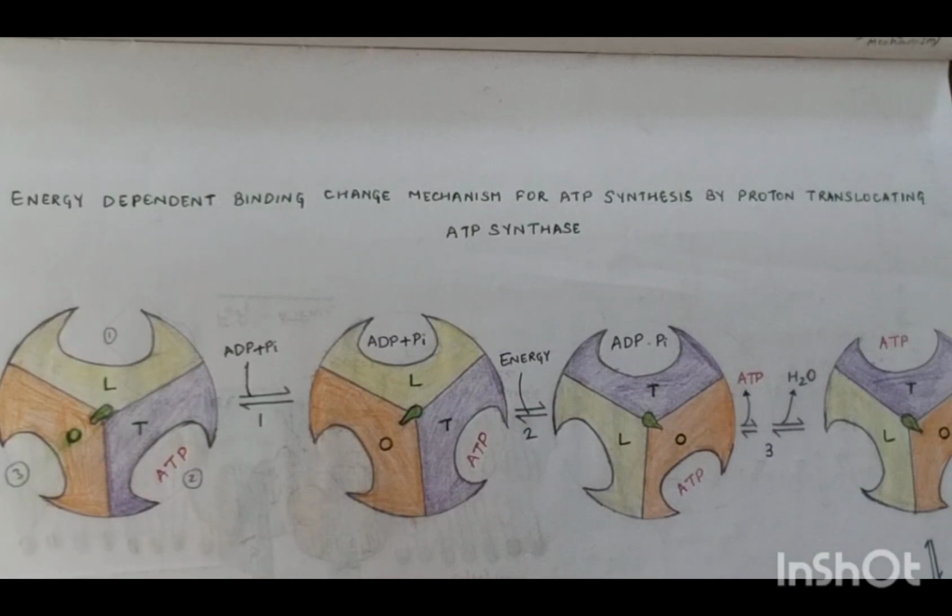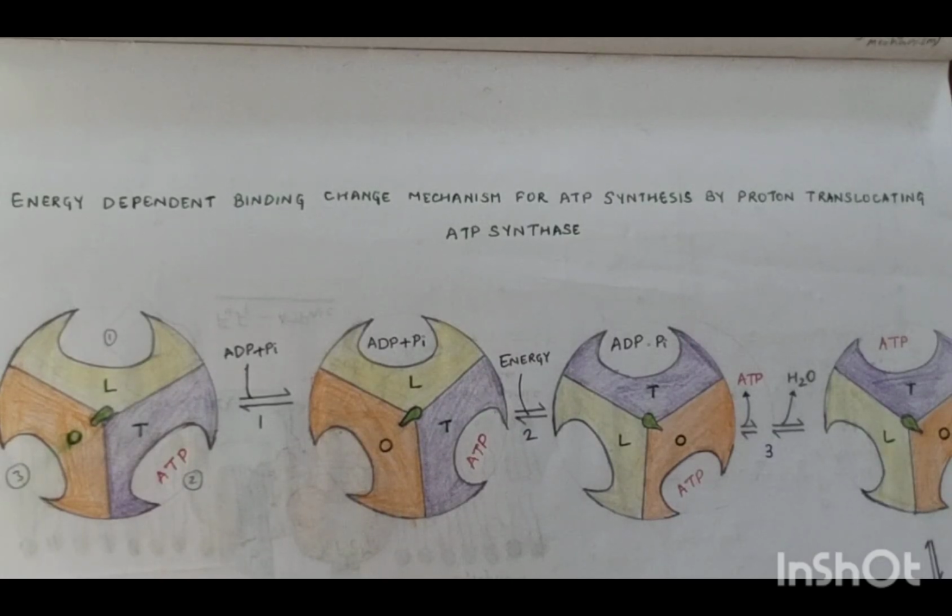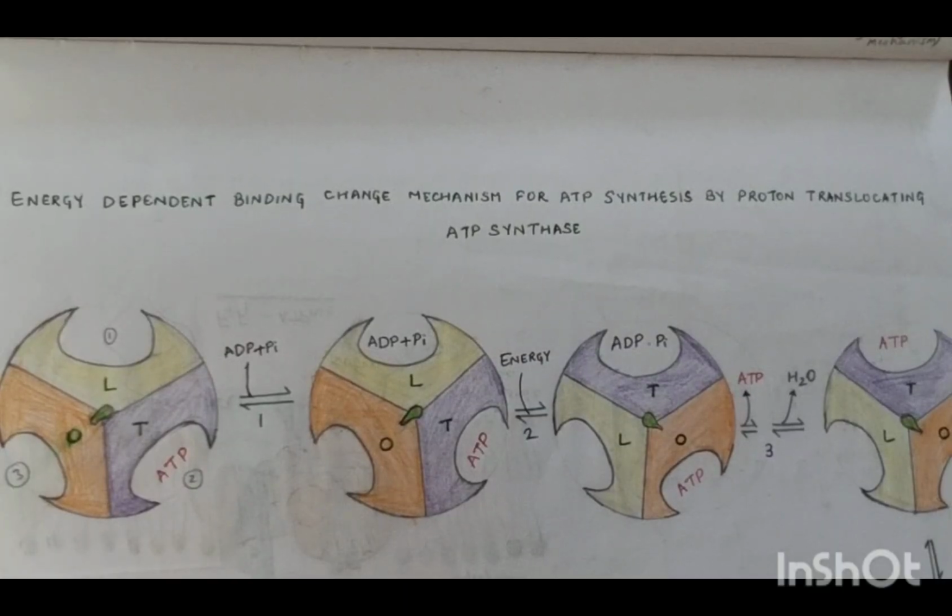The free energy released on proton translocation is utilized to interconvert between these three states. The phosphoanhydride bond of ATP is synthesized only in the T state and the ATP is released only in the O state, the open state.